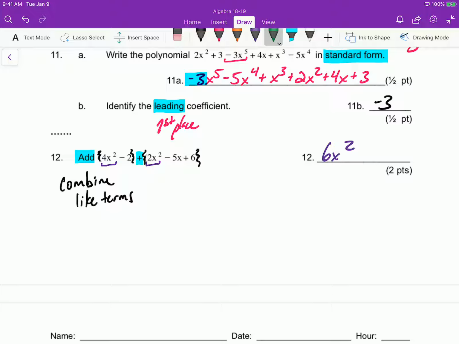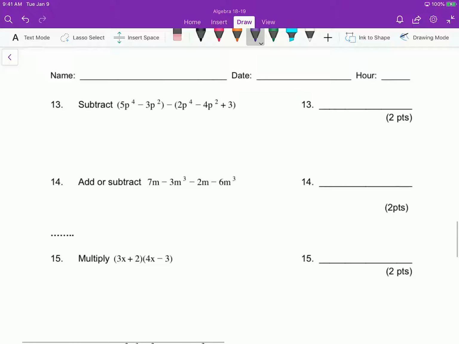And then the only other thing I see is a regular minus 2 and a regular plus 6. So the minus 5x is what I should write next properly, and then negative 2 plus 6 would leave me with a positive 4. So all I can do is combine like terms for that quadratic trinomial. Yeah, that's it.